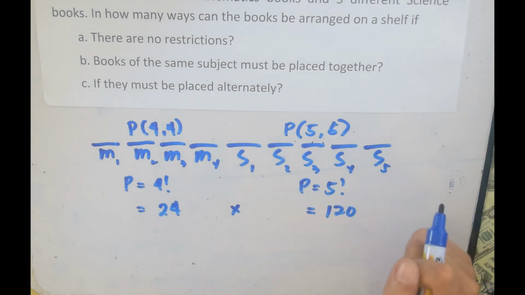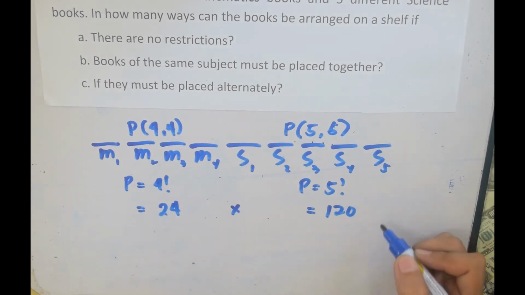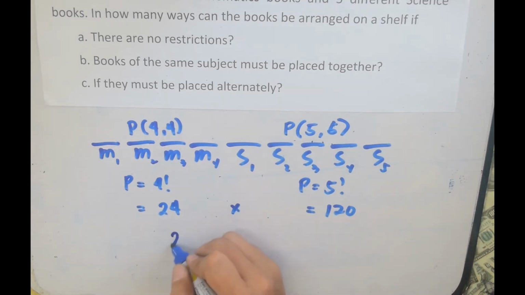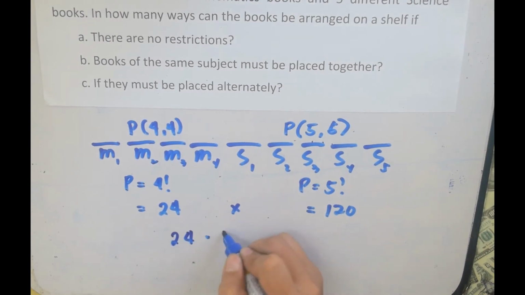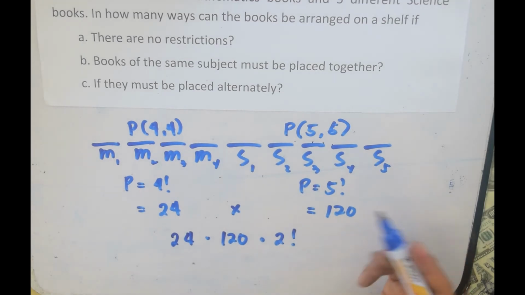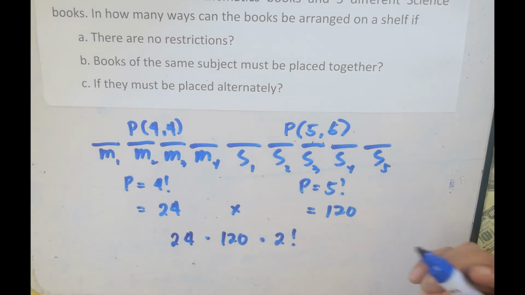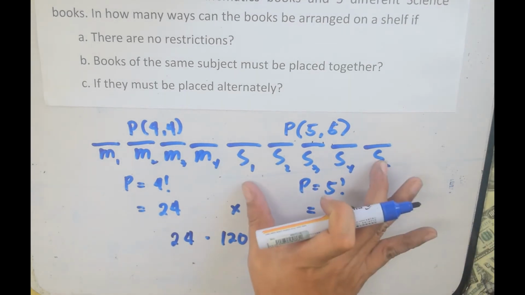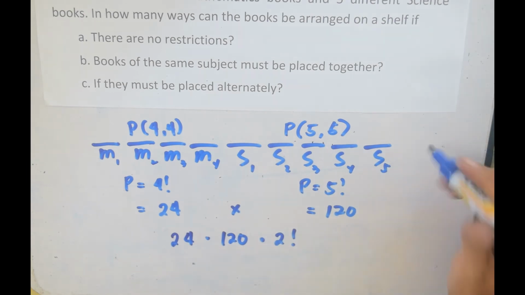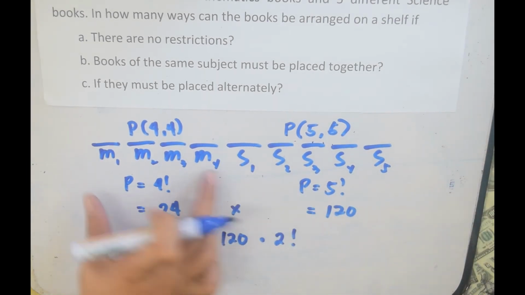With the same subject. Okay? So therefore, 24 times 120, you multiply it by 2 factorial. Because there are 2 factorial arrangements that you can arrange the 2 subjects. Why? Because you can have the science here, then the math here. Can also have the math here, the science here, can also have science and math.